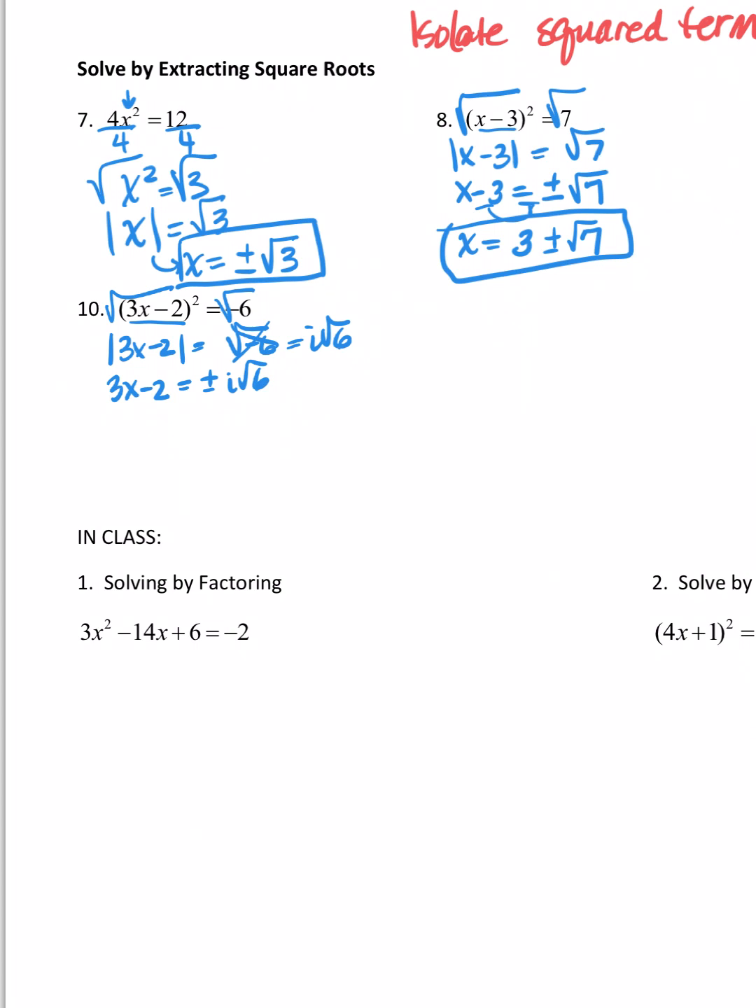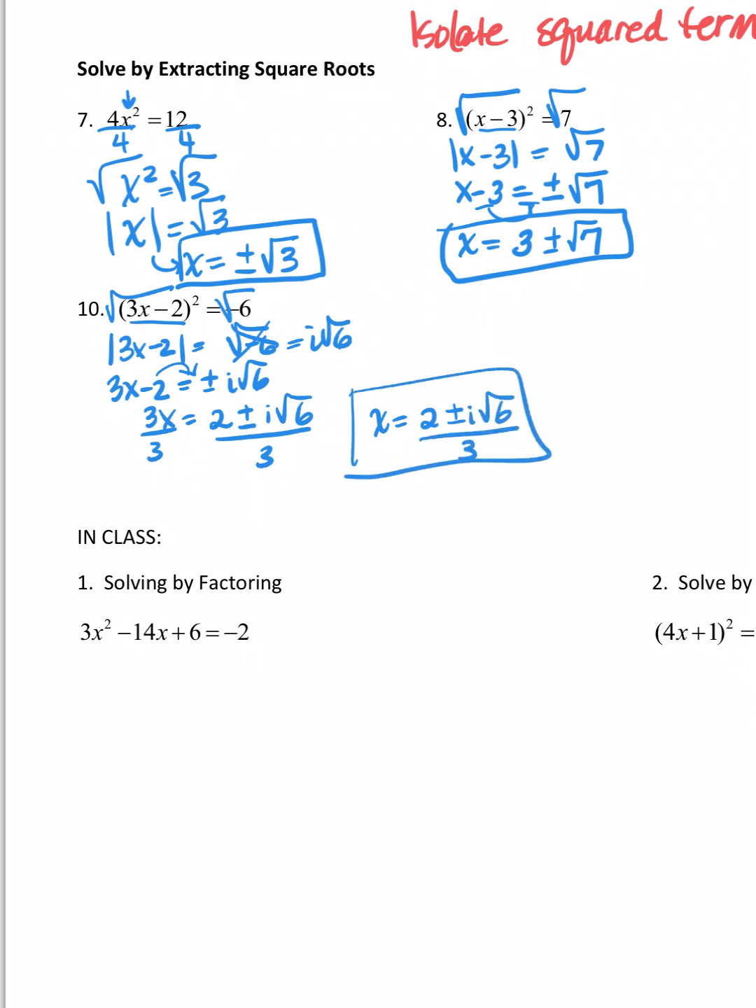Now we need to isolate x over here. So I'm going to move my 2 over. 3x equals 2 plus or minus i square root of 6. Then I divide through the whole thing by 3. So my final answer will be 2 plus or minus i square root of 6 divided by 3. And that's where you leave your answer, okay? Resist the urge to do any canceling under the radical. You can't do that, okay? That's a party foul. Can't do that with math.